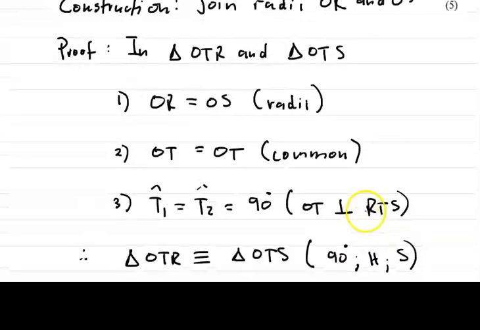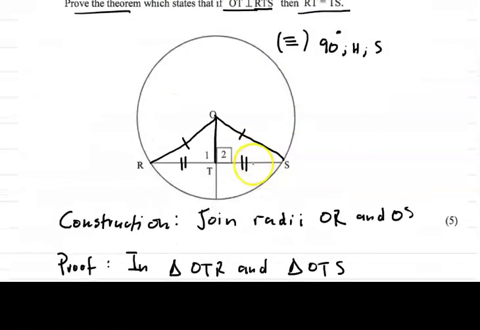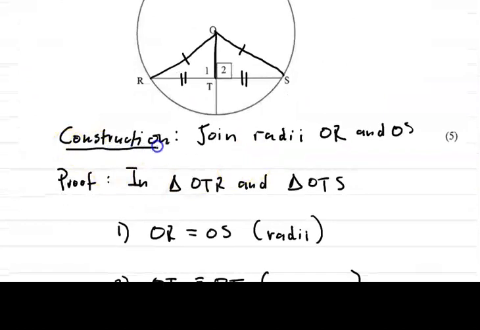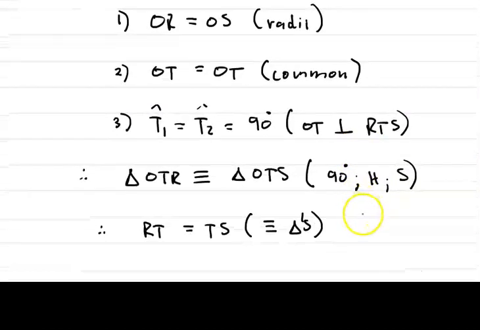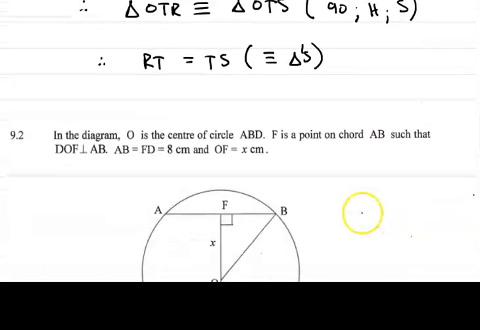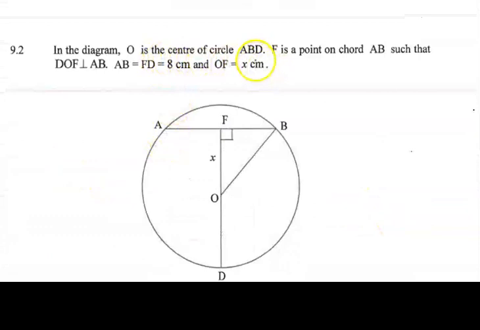Learners, so that's how we do the proof for proving that if a line is drawn perpendicular to a chord, it bisects the chord. Once again, make sure that you learn the construction and the reasons that are used in this particular proof. Now let's go look at the application of this particular theorem. So it says in the diagram, O is the center of the circle ABD. F is a point on chord AB such that DOF is perpendicular to AB, AB equals FD equals 8 centimeters and OF is equal to X centimeters.